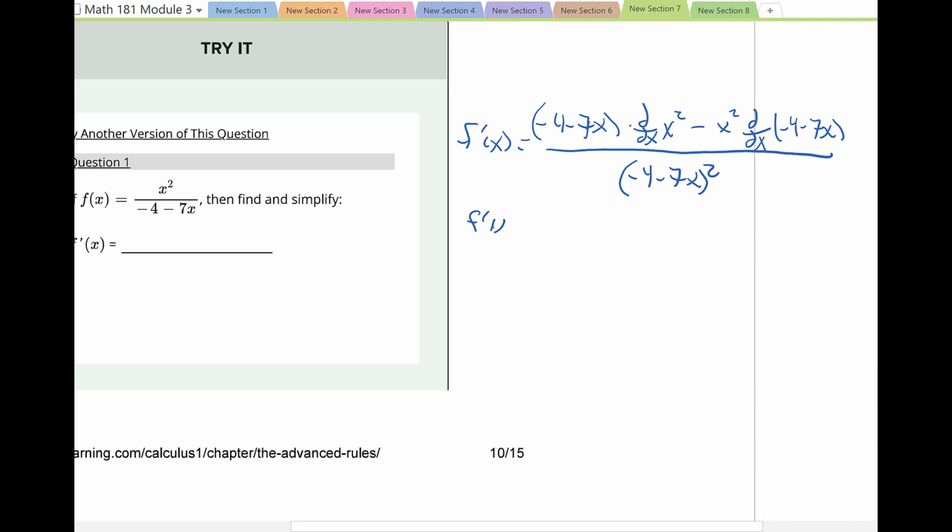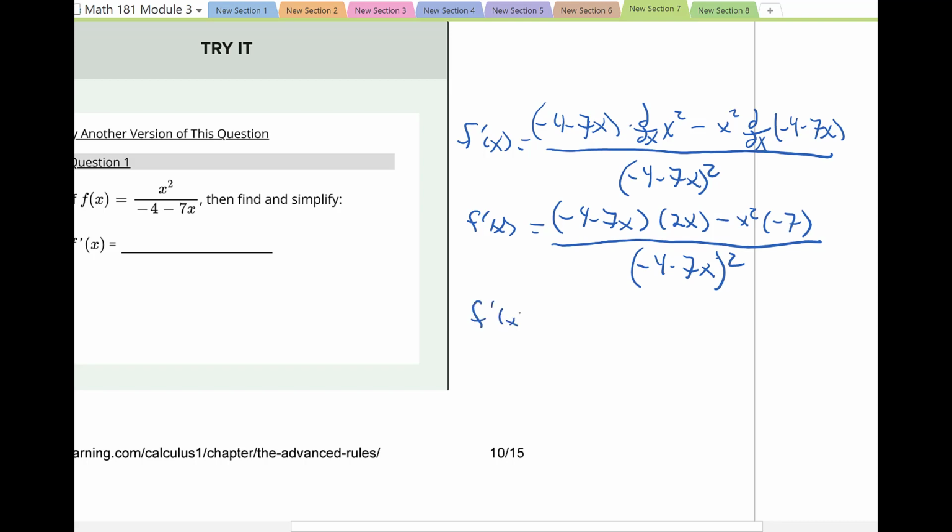So f prime of x is going to be negative 4 minus 7x times 2x, minus x squared times negative 7, because the derivative of 4 is 0. So it's just the derivative of negative 7x, and that's just a negative 7. All divided by negative 4 minus 7x, quantity squared.